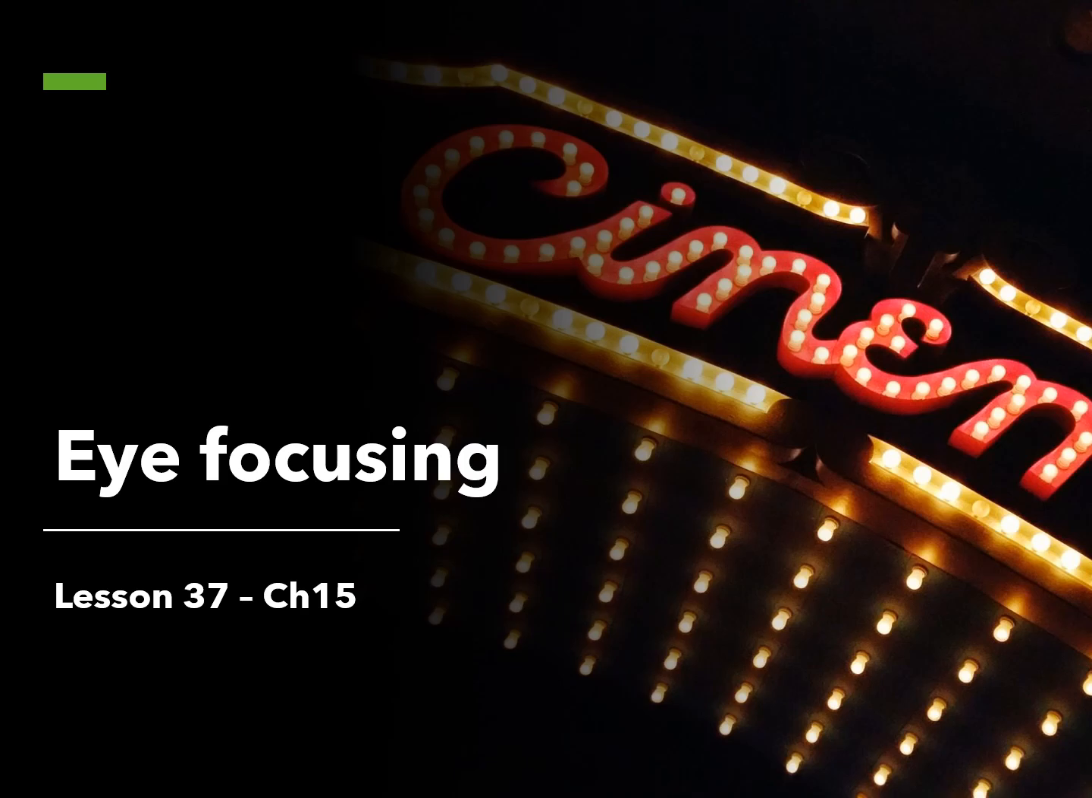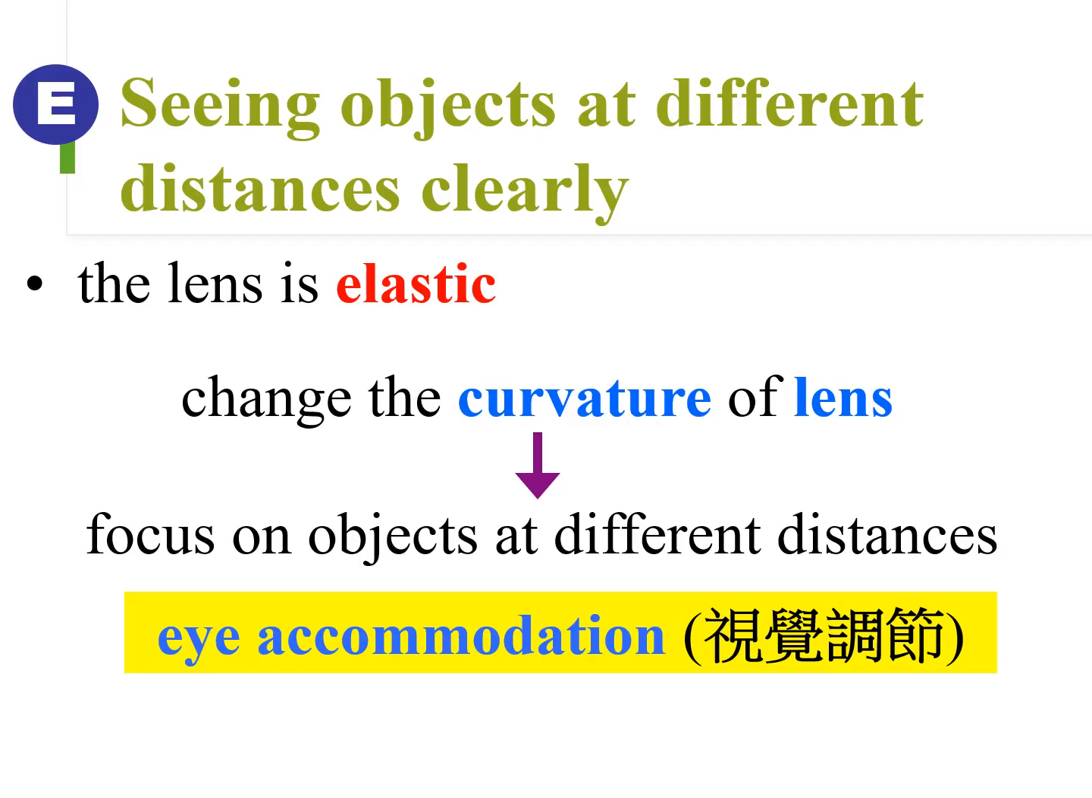Let's start. When we are focusing on objects at different distances, our lens plays a very important role. Our lens is elastic, 有彈性嘅. By changing the curvature of the lens or the thickness of the lens, we can focus on objects at different distances. We call this ability eye accommodation, 視覺調節.